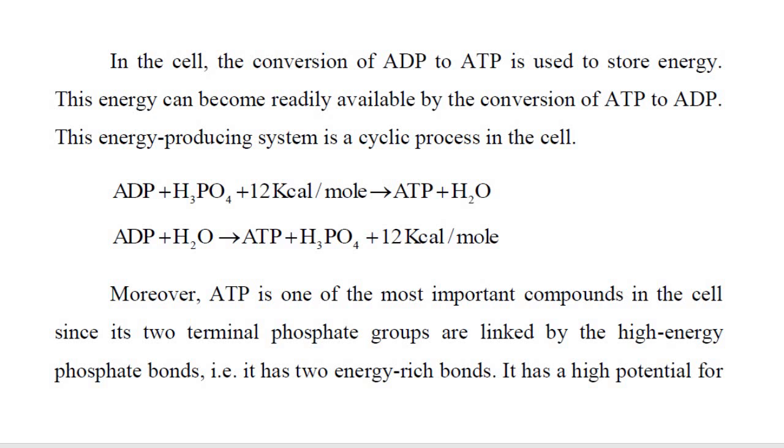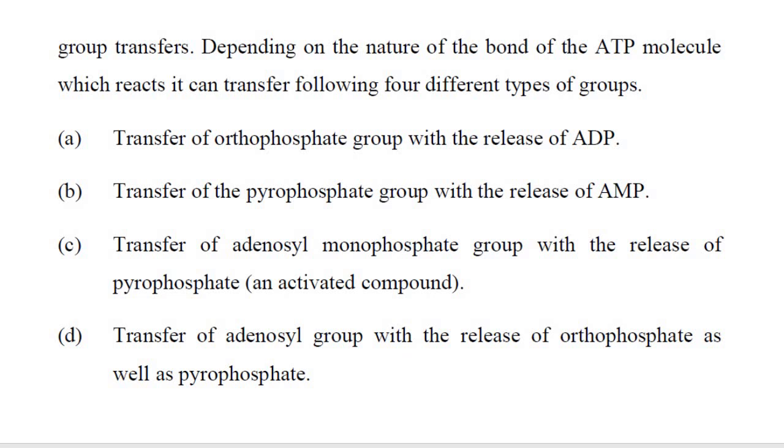I will show you in our next slide. You can see here high energy group transfer. Depending on the nature of the bond of the ATP molecule which reacts, it can transfer the following four different types of groups: transfer of orthophosphate group with the release of ADP, transfer of pyrophosphate group with the release of AMP, transfer of adenosyl monophosphate group with the release of pyrophosphate, an activated compound, and transfer of adenosyl group with the release of orthophosphate as well as pyrophosphate.